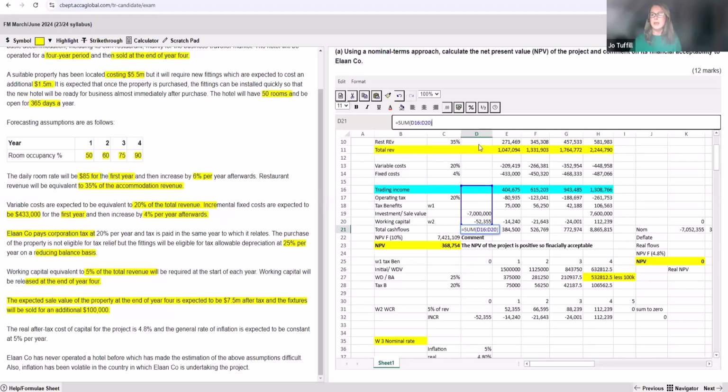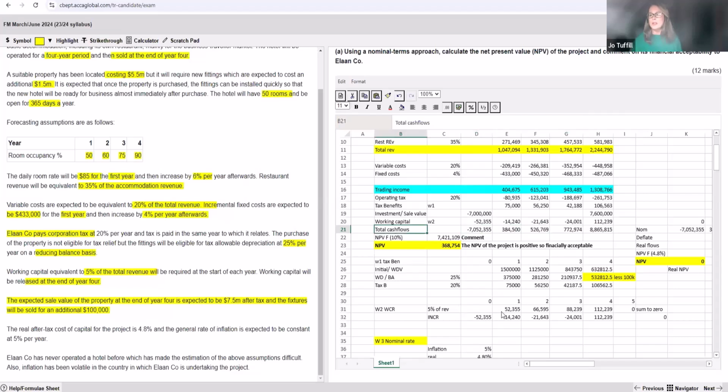Now, really carefully, do not sum up to revenue, right? That means you'll be double counting. You only sum up to trading income because you've already done a sum to trading income. Okay. So your total cash flows are then summed across. And you therefore then have your total cash flows.